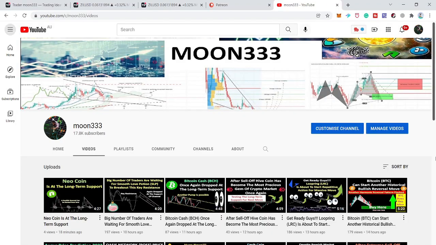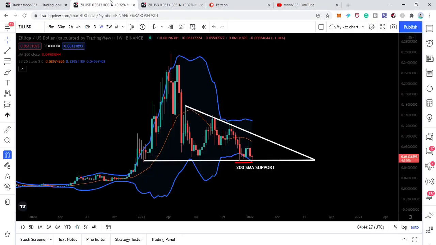Welcome to the new update on Zilliqa coin. Zilliqa is still moving at a very long-term support of this descending triangle, and it is quite oversold. And when the price line is oversold, and if you have any strong support, like in this situation, we have the support of this descending triangle, then there are very strong chances for a price reversal. Right now, the price line is at the support, and in today's video, we will analyze whether we are going to have a reversal from here or we are going to break it down.